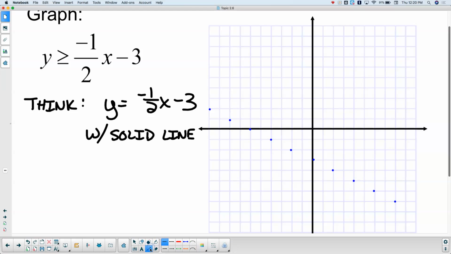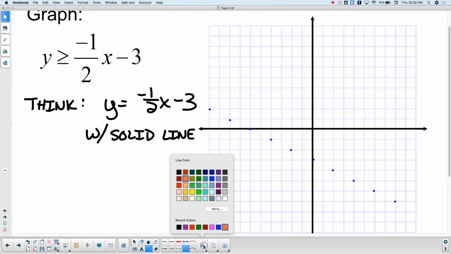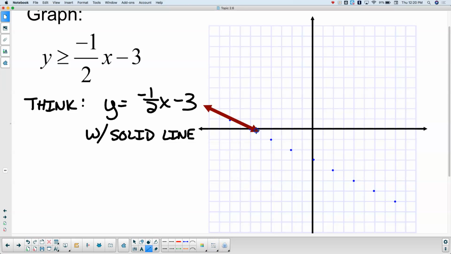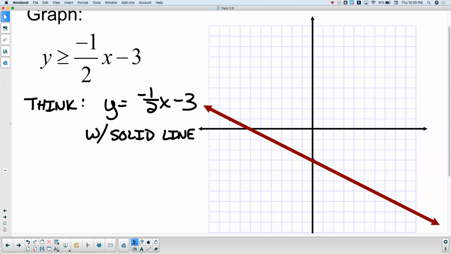Then we can draw in our line, and we're going to put our line in, and it's going to be a nice solid line running all the way across our graph. Oh, it's so pretty. Agree?